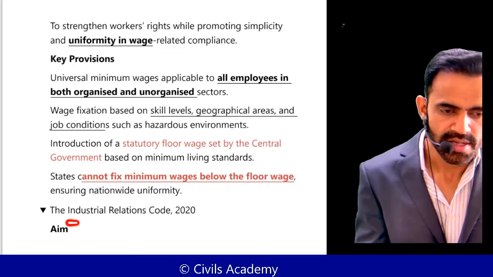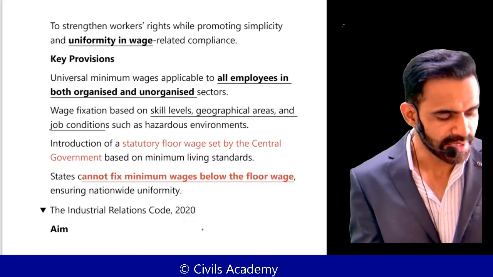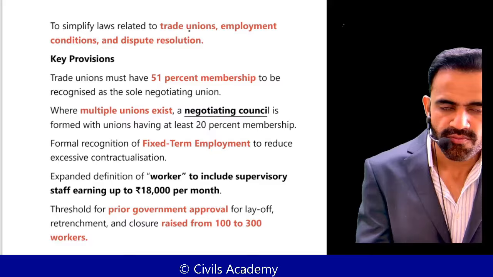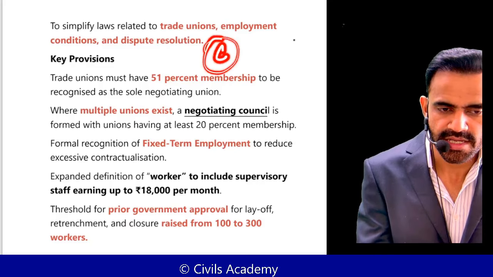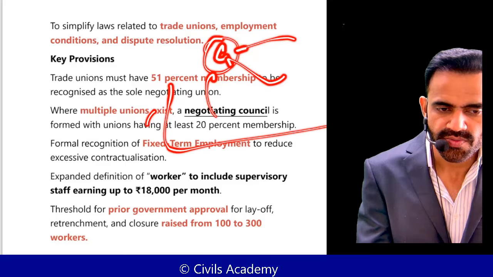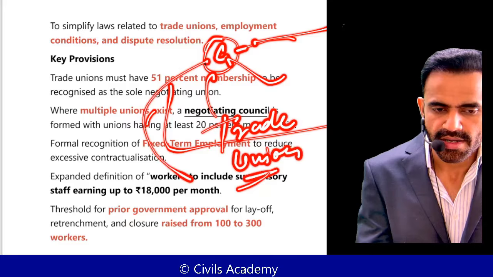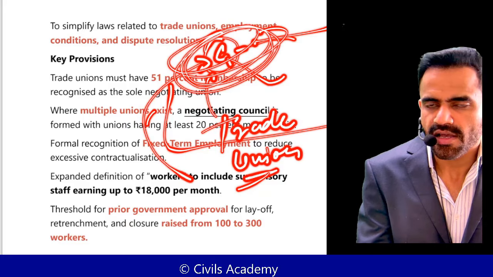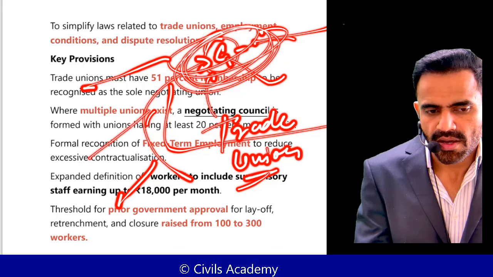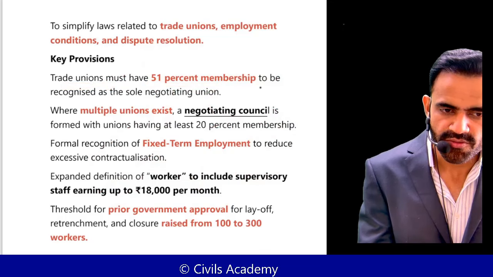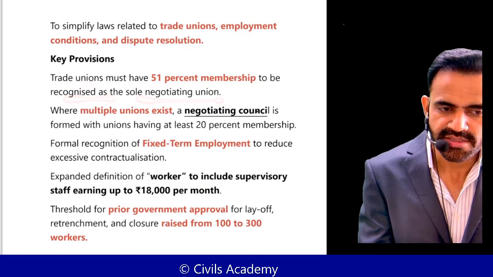Okay. Second is Industrial Relations Code 2020. So this is going to work on industrial relations, like to simplify the rules related to trade unions. Now let me simplify. Let's say there's a company C, workers are working. These workers have formed a union. This is referred to as a trade union. Now they are going to negotiate against the management of the company. Now what if there are multiple trade unions? Then what will happen? A trade union must have 51% membership to be recognized as the sole negotiating union.